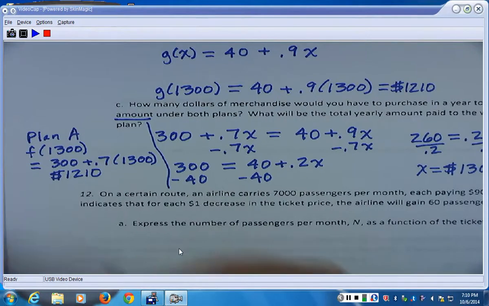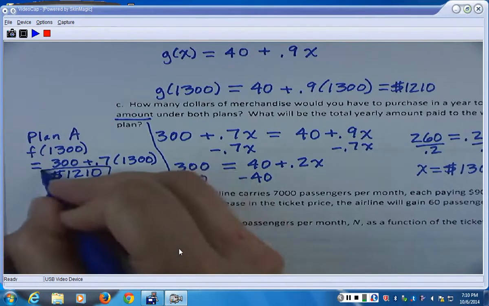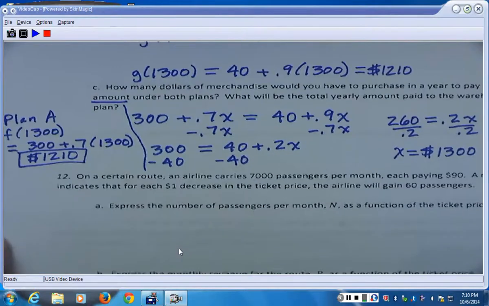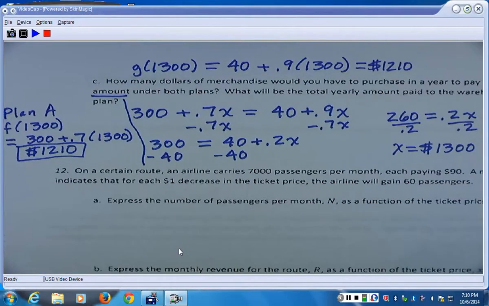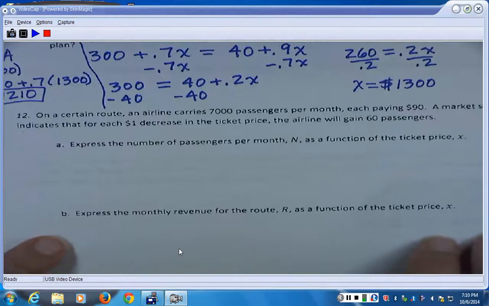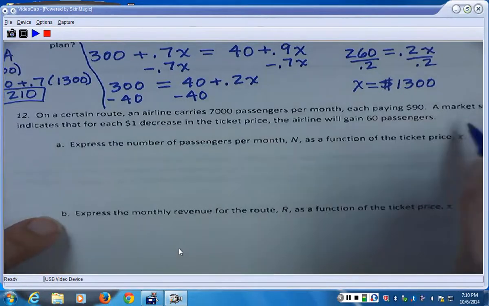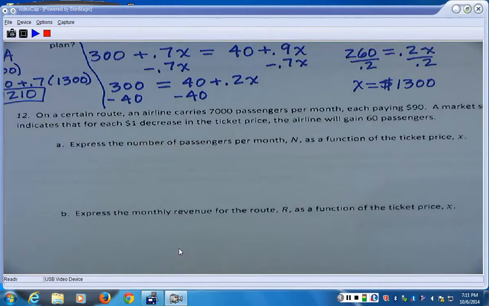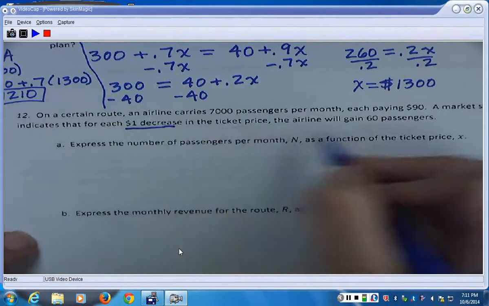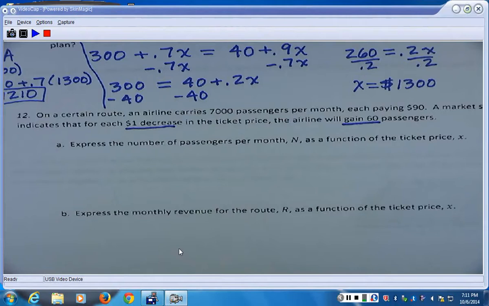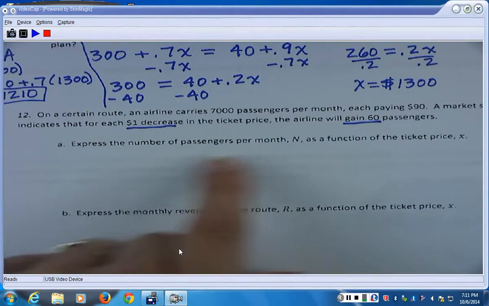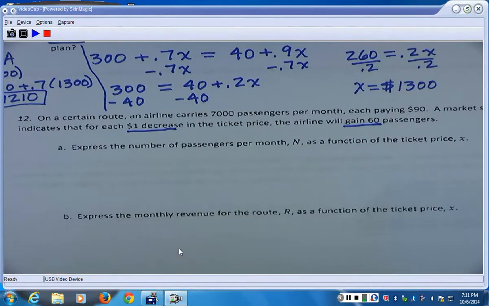So we answered, make sure you answer the questions asked. All right, on a certain route, an airline carries 7,000 passengers per month, each paying $90. The market survey indicates that for each $1 decrease in ticket price, the airline will gain 60 passengers. Now, this is a tricky one. You want to express the number of passengers per month, N, as a function of the ticket price, X.